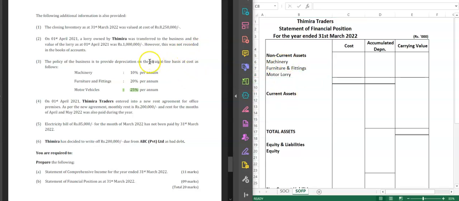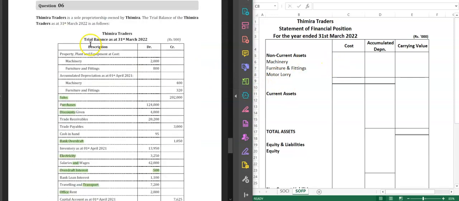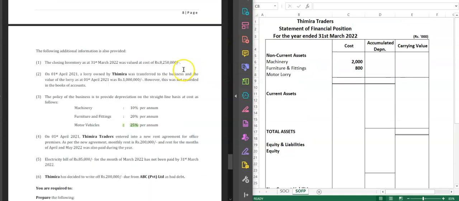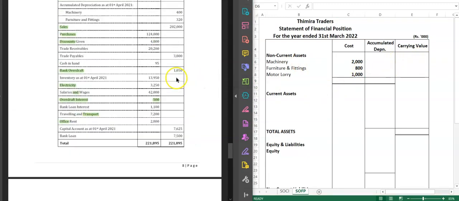Right, now we'll see the cost. What is the cost of machinery? That is 2000. Do it very simply, don't complicate yourself. Just mention the amount 2000. Then furniture and fittings 800. Now motor lorry. How much is the value of the motor lorry? That is 1 million, that means in thousands, it's 1000.